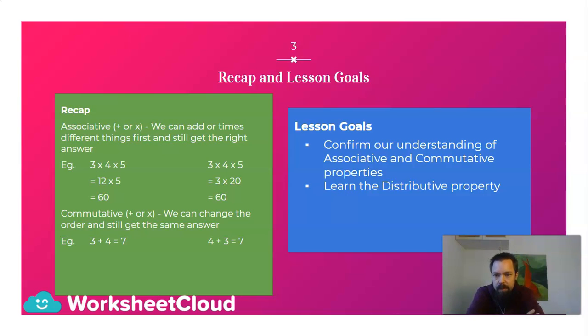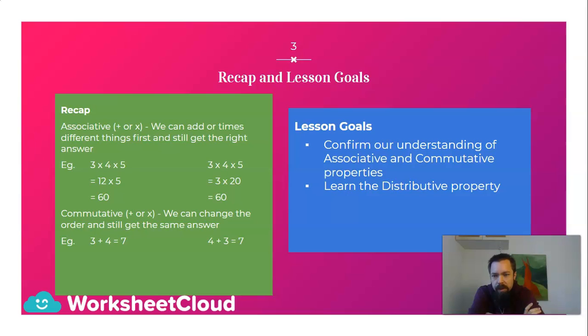So if we had 3 times 4 times 5, we could do the 3 times 4 first and get 12, and then 12 times 5 gives you 60. Or, if you look at the right-hand side, we could do the 4 times 5 first to get 20, and then times that by 3 and get 60. Same answer, doesn't matter which way around you do it. So that works for plus or for times.